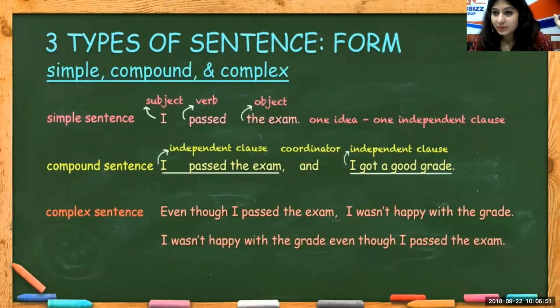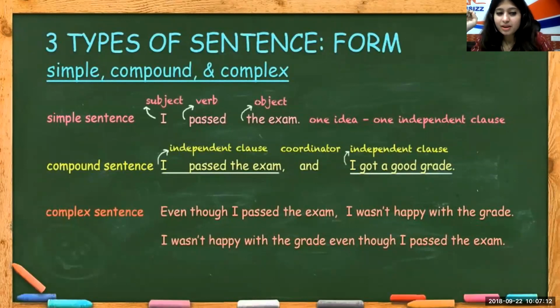Moving on to the compound statement. What does compound generally mean? Forget grammar. What does compound mean? Compound basically means the addition of two things. So when you're adding two simple statements with the help of a coordinator, like and, but, though, so, because, that becomes a compound statement.